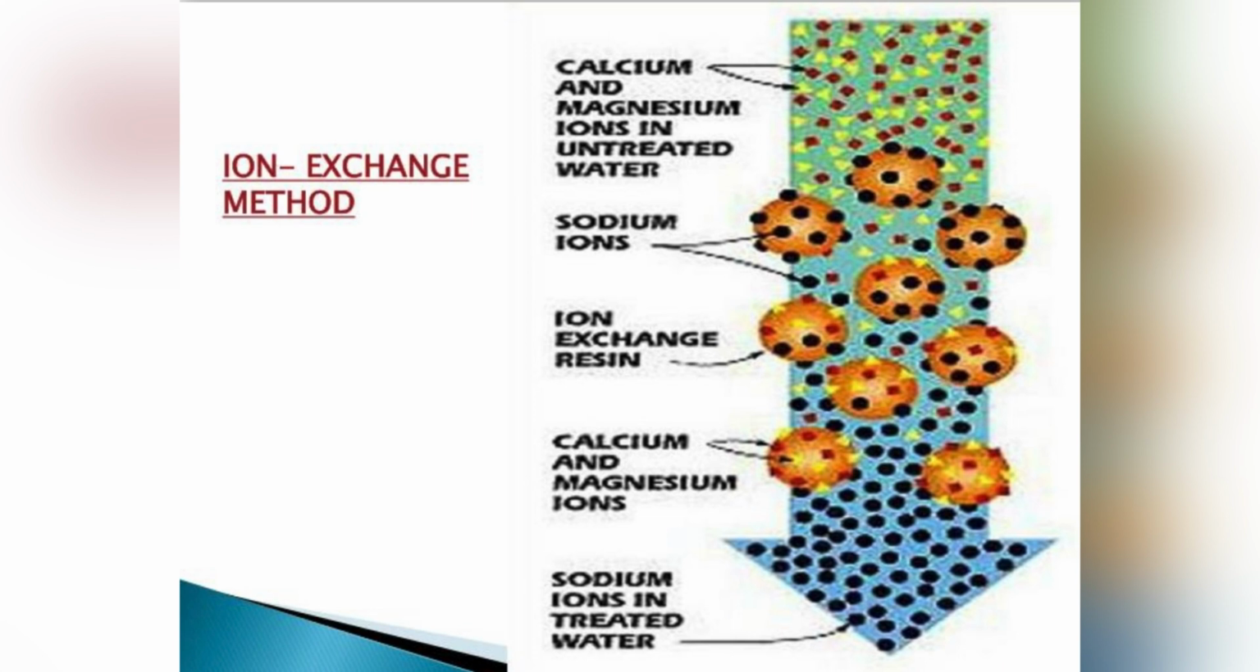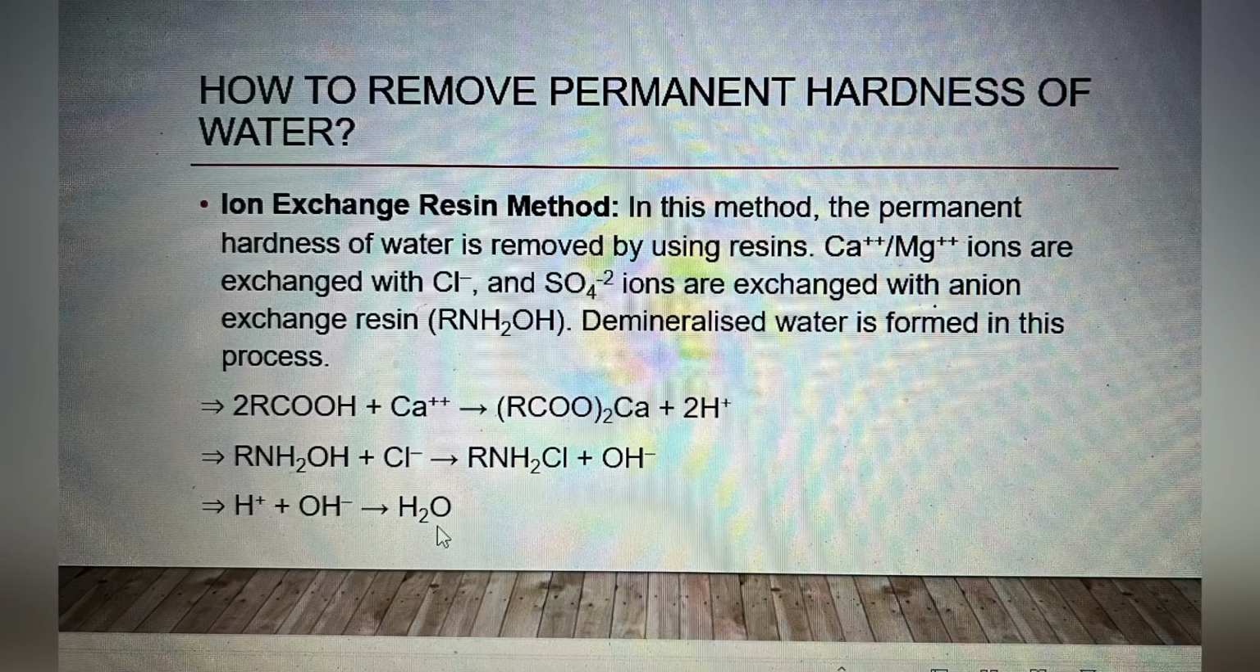First of all, carboxylic acid plus calcium ions will give you calcium salt plus H positive ions. Then alkyl hydroxylamine plus chloride ions will give you alkyl amine chloride plus hydroxyl ions. Then these H positive and OH negative ions will combine to form demineralized water. This picture shows the reactions which I already discussed in the previous slide. In this, H positive and OH ions form demineralized water.